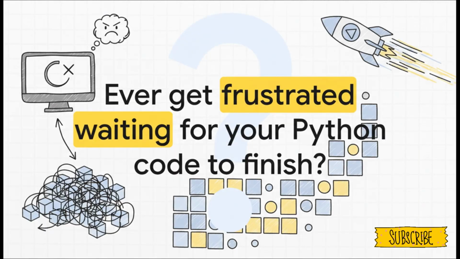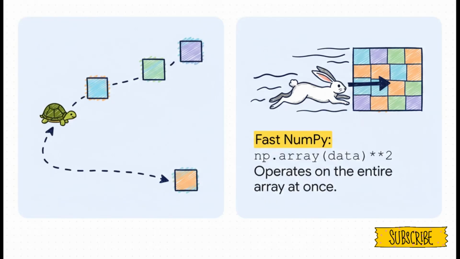You know the feeling, right? You're staring at your screen, waiting and waiting for your script to chew through a big data set, and you're just thinking, come on, there's got to be a faster way. Well, you're right, there is. So on one side, you've got your standard Python loop. It gets the job done, sure, but it goes through your data one item at a time. It's slow. Then you look at the NumPy version. It's clean, it's one line, and it's ridiculously fast.